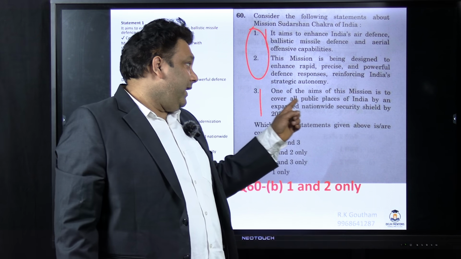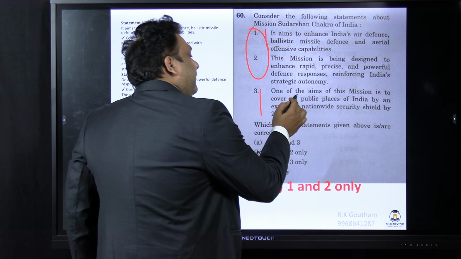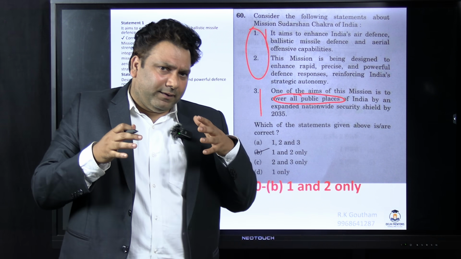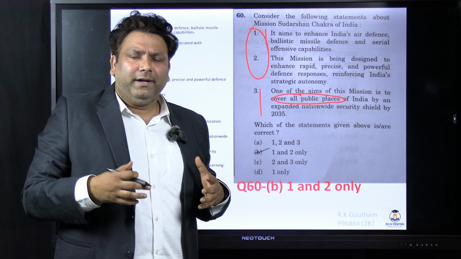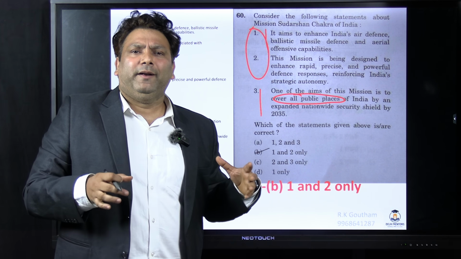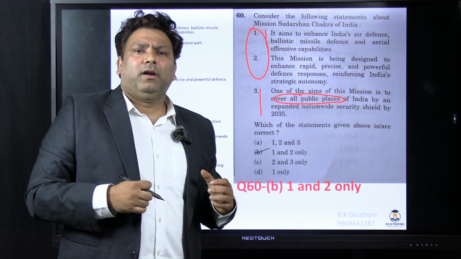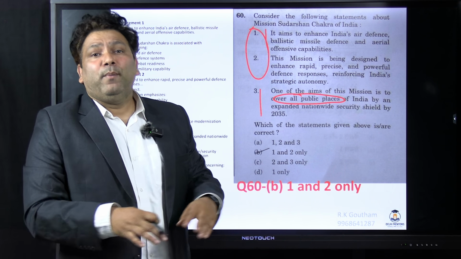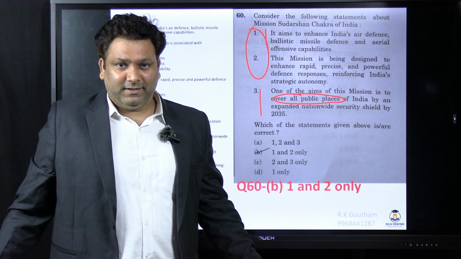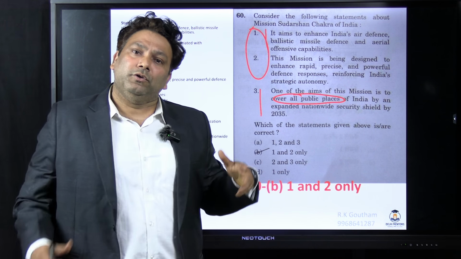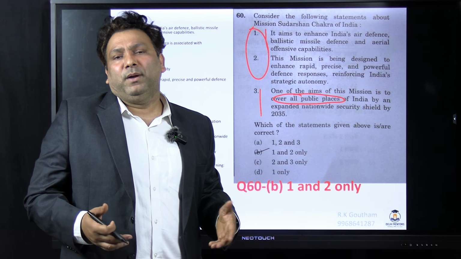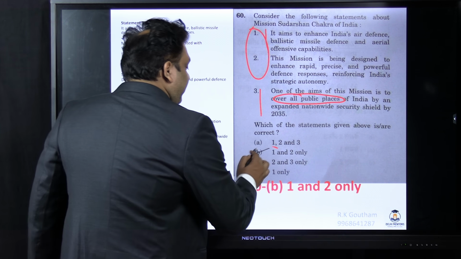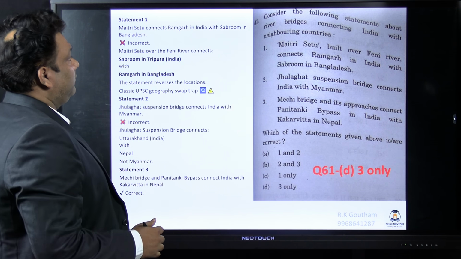Next, one of the aims of the mission is to cover all the public places. All the public places कैसे cover करोगे आप? अगर आपके पास ऐसा system है, you will be protecting important cities. You will be protecting nuclear power plants. और कहीं पे भी आपका एयर बेस है, मिलिट्री बेस है, उनको प्रोटेक्ट करोगे. अब सारे ही पब्लिक प्लेसेस इंडिया में प्रोटेक्ट करना बहुत ही मुश्किल है. इनफैक्ट इजराइल खुद छोटा देश होते हुए अपने सारे पब्लिक प्लेसेस को प्रोटेक्ट नहीं कर पाया, तो इंडिया से कैसे पॉसिबल है? So the statement is 1 and 2.